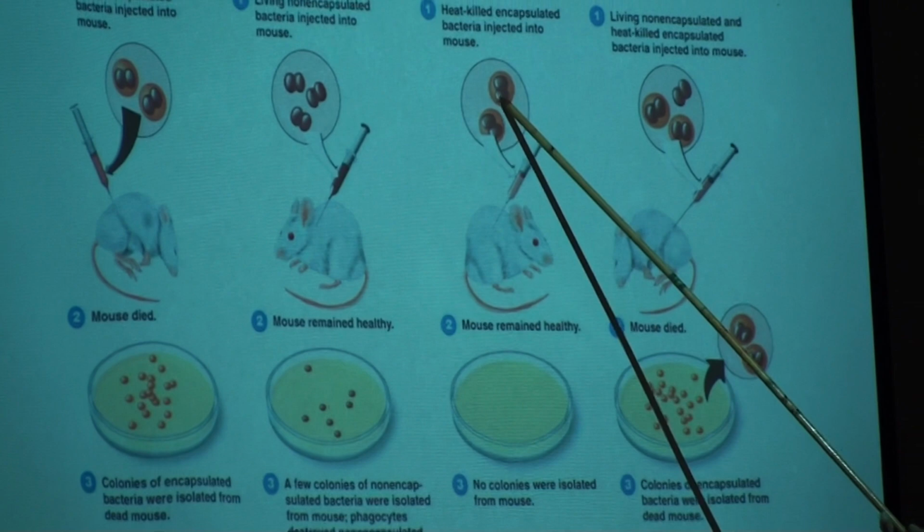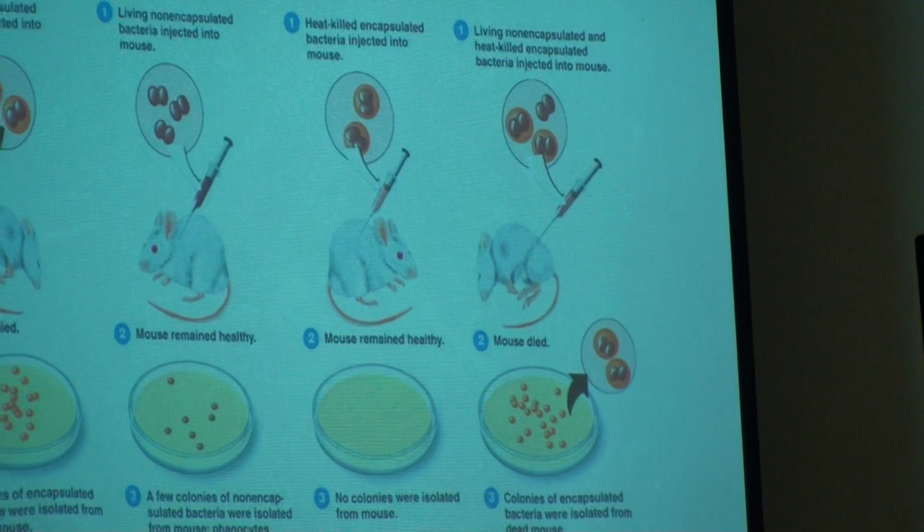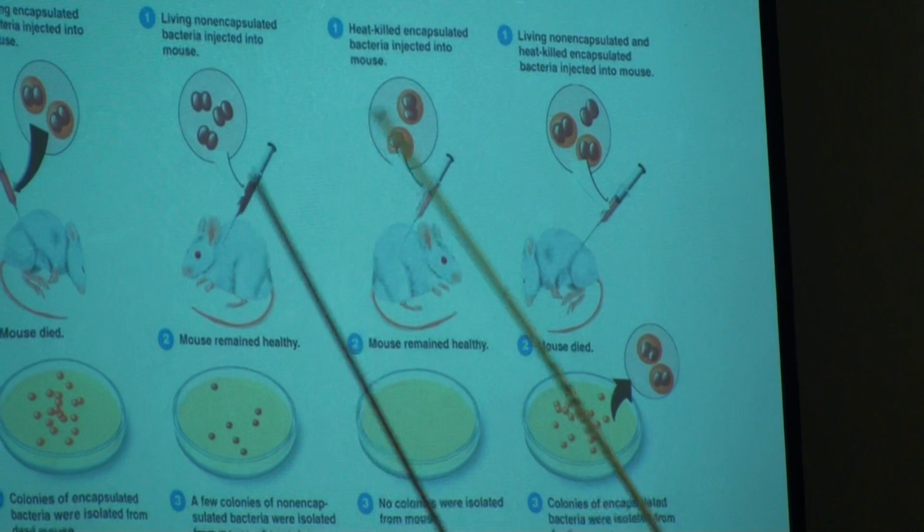But it was the next experiment that he performed that was just wild. What he did was he mixed living R strain Streptococcus pneumoniae and killed S strain Streptococcus pneumoniae. So here's a mixture right here.